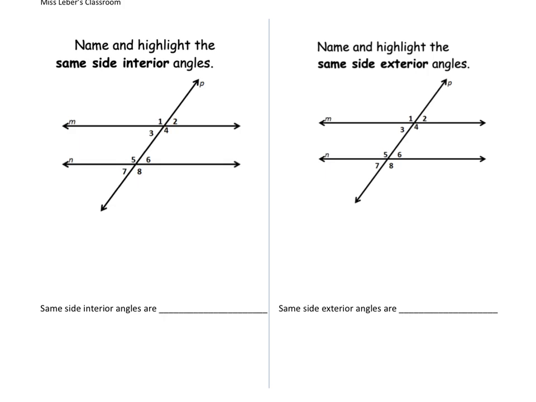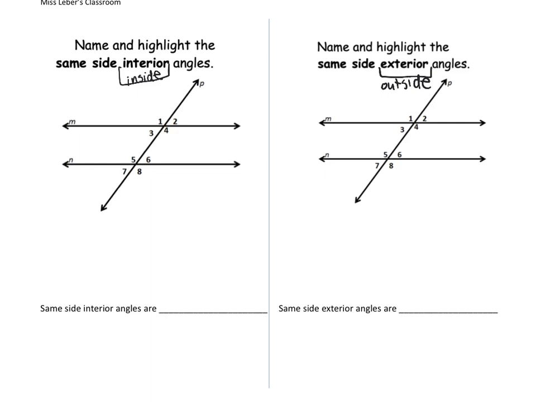So instead of being alternate, let's deal with same side. Same side is going to refer to the same side of the transversal, again with interior meaning inside and exterior meaning outside. I want you to go ahead and try to see if you can name the same side interior angles.